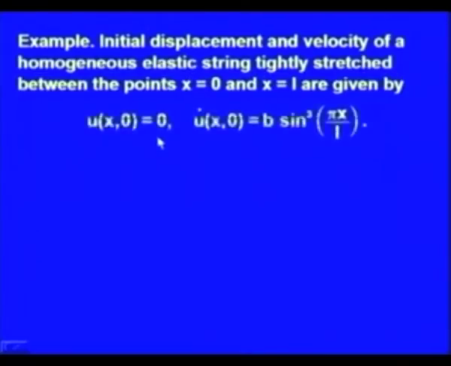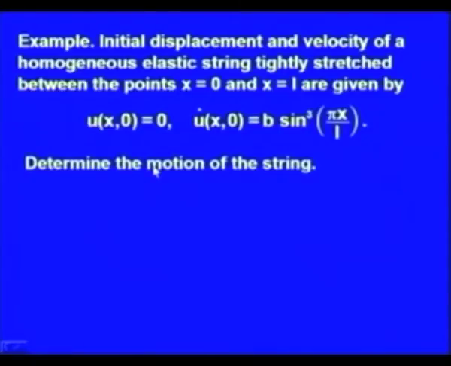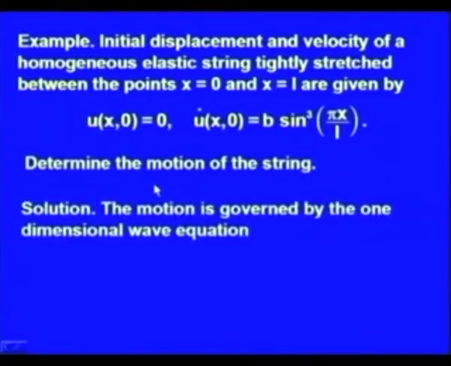Now, let us take an example based on the one dimensional wave equation. The initial displacement and velocity of a homogeneous elastic string tightly stretched between the points x equal to 0 and x equal to L are given by u(x,0) equal to 0, u dot (x,0) equal to b sin cube(πx/L).